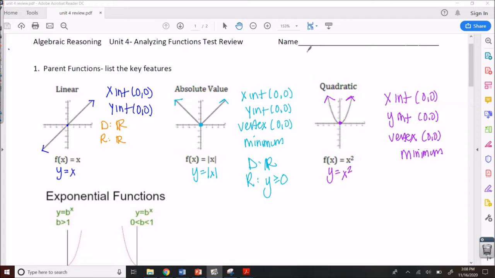My domain is all real numbers because I go forever to the left and forever to the right. And my range, everything is greater than or equal to 0 again. And that's because I have the minimum.